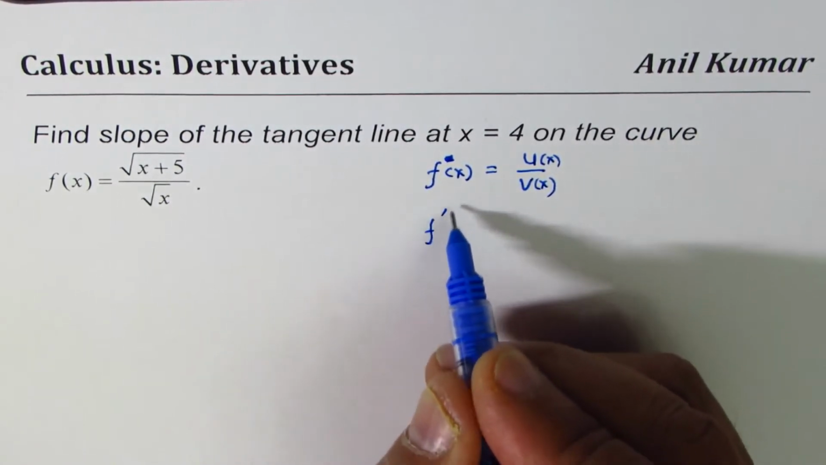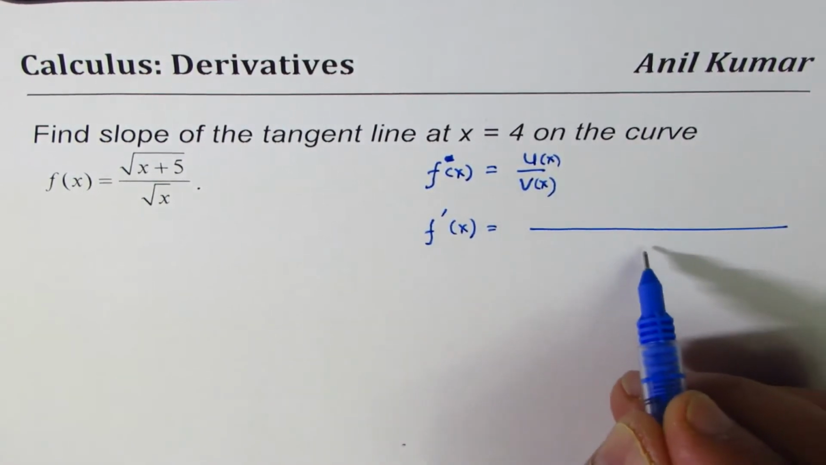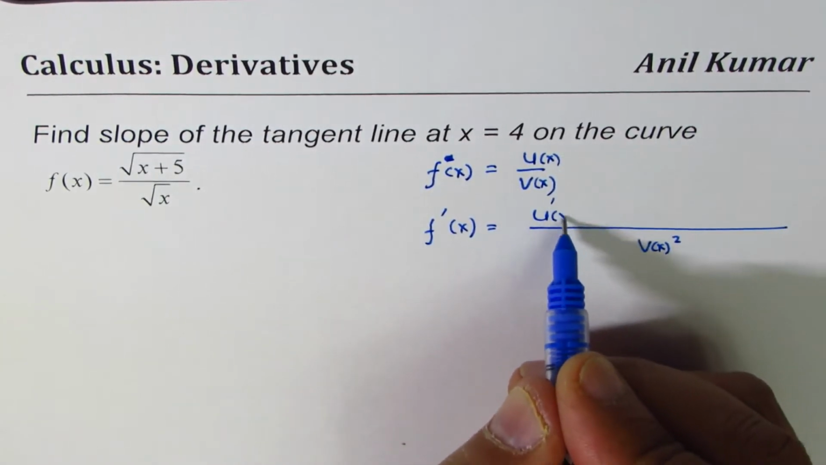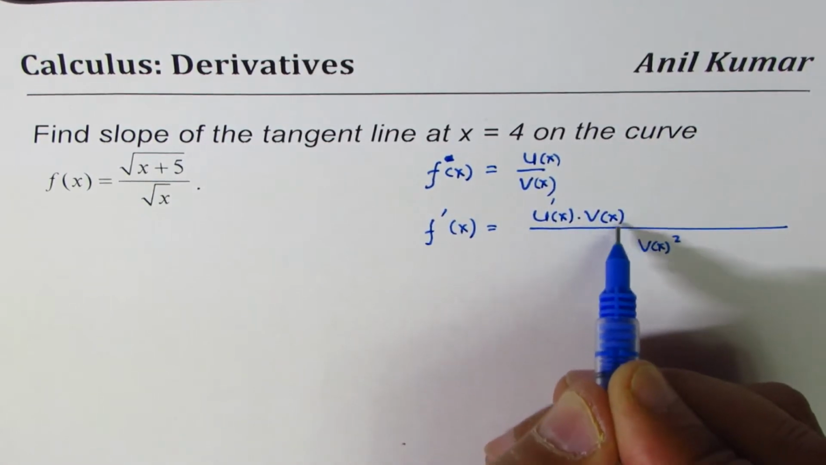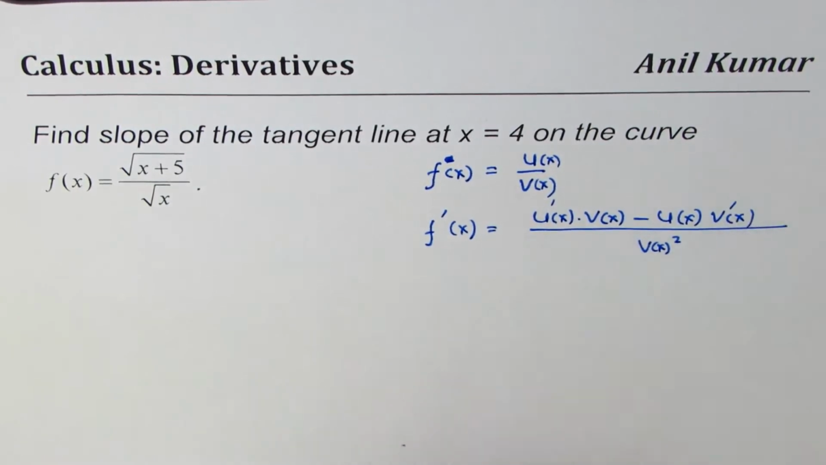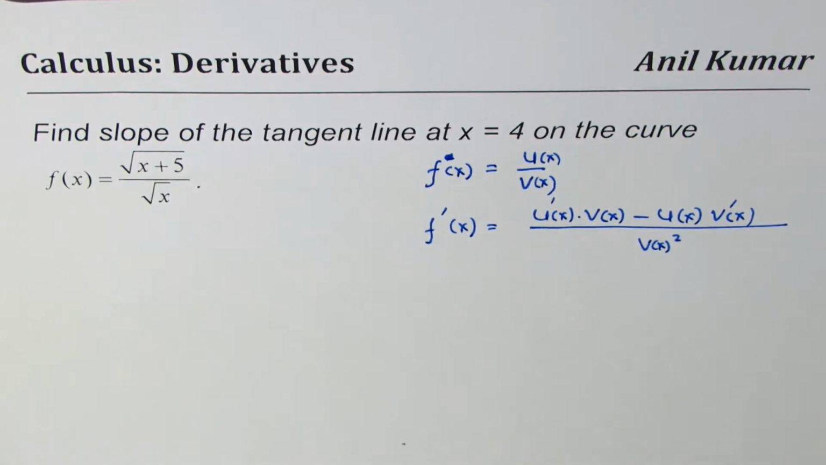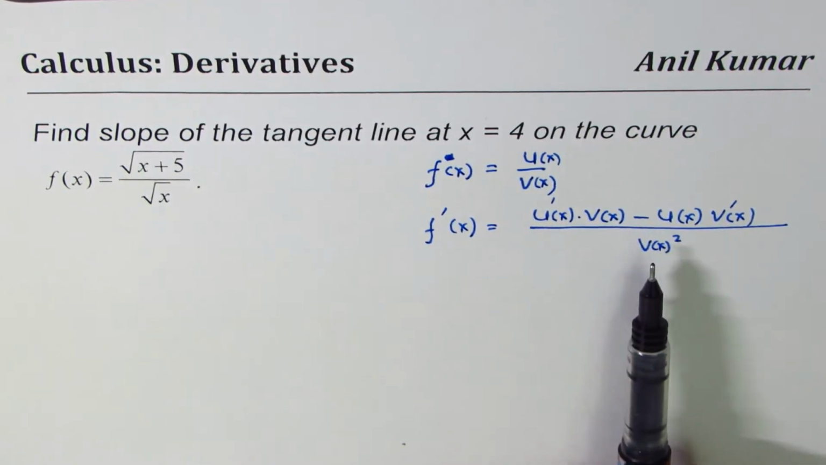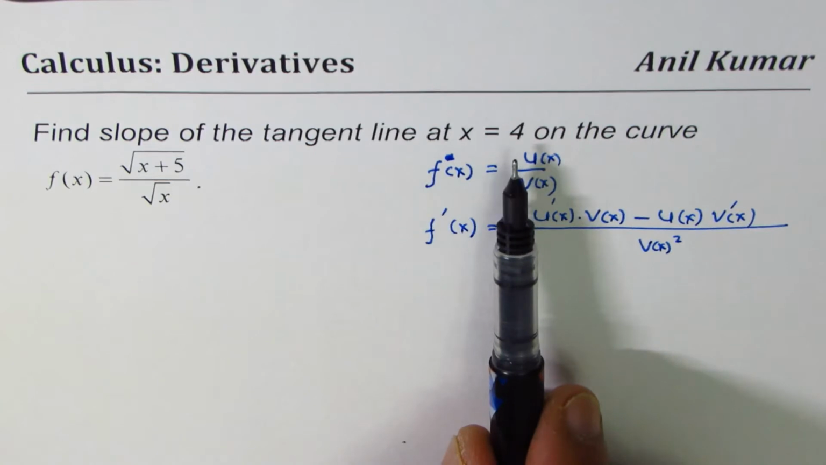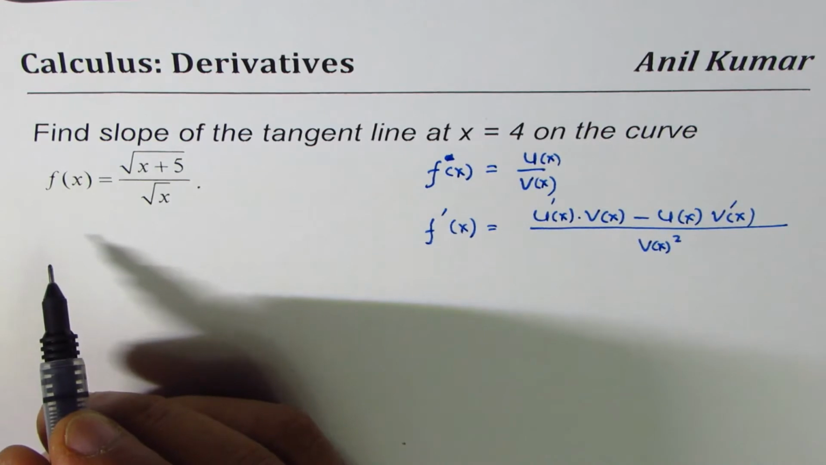Now the derivative of a function, if you use the quotient rule, is over the square of the denominator, v of x squared, the derivative of the numerator times the denominator minus the numerator times the derivative of the denominator. So that's the quotient rule which we are going to apply to find the derivative of the function. Once we find an expression, we'll substitute x equals 4 to find the slope of the tangent line at x equals 4. I hope the strategy is absolutely clear. So let's begin by finding the derivative of this function.